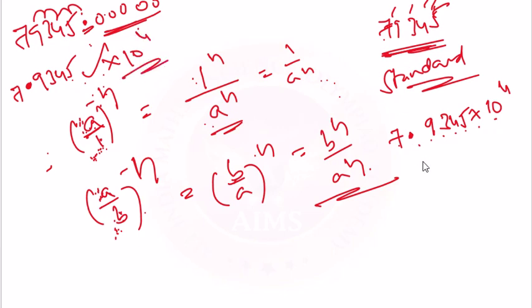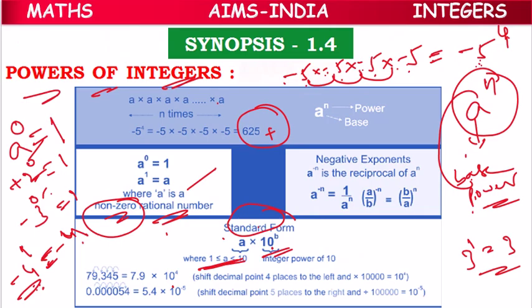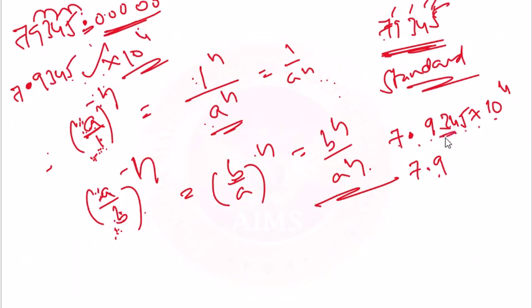And still it can be reduced. 7.9 we will write. Second digit, as we have 3 here, which is less than 5, we can just strike it off, and the remaining digits. Just 7.9 into 10 power 4 approximately. Like that we can write.